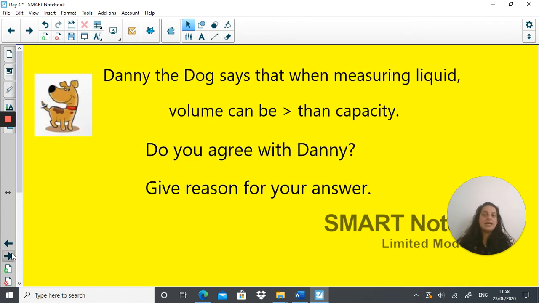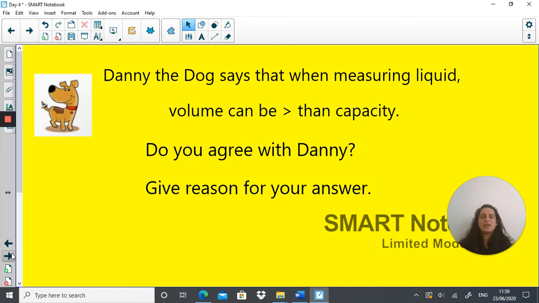Danny is here. So Danny the dog says that when measuring liquid, volume can be more than capacity. Do you agree with Danny? Really what Danny's been doing this week is trying to make sure you understand the difference between capacity and volume. So is Danny right when he says that volume can be more than the capacity of any jug or container? Remember to answer in full: I agree with Danny Dog because, or I disagree with Danny Dog because. So Danny is wrong. That's the third time this week he's not having a great week, is he?